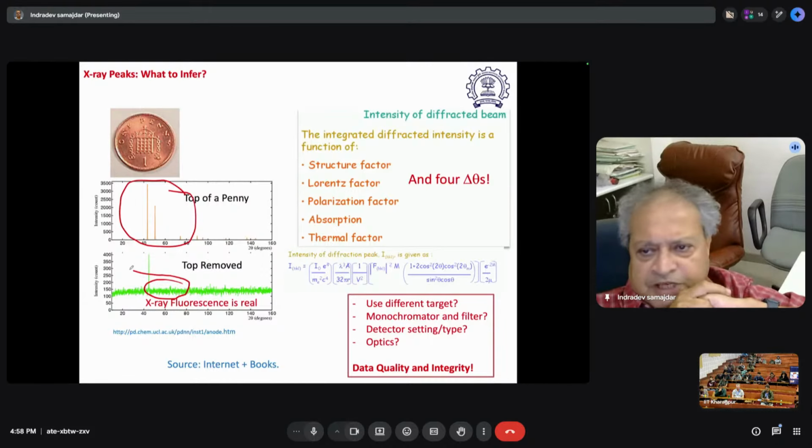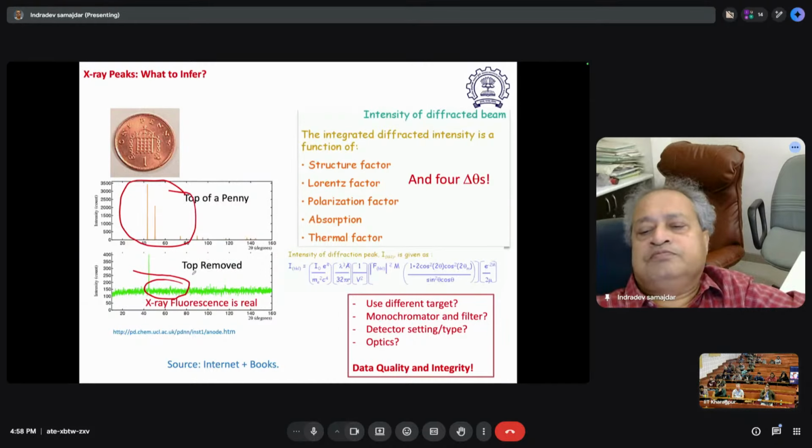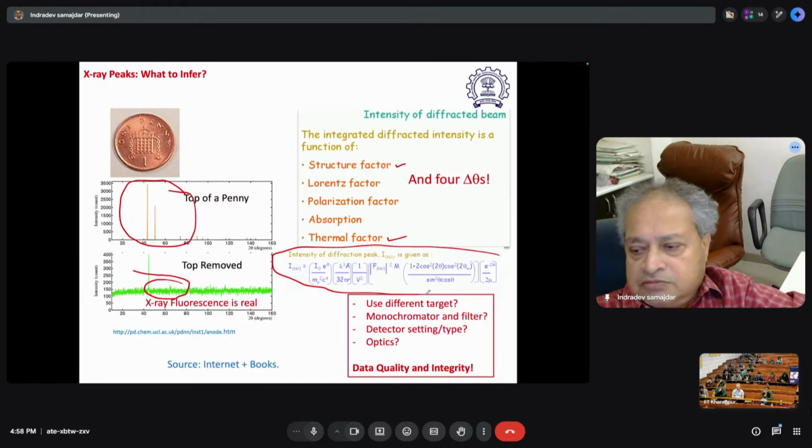Finally, we went to the PHP. And I would live with the PHP if I'm using a solid state detector. So where does the intensity come from? These factors: structure factor, the Lorentz factor, polarization, absorption, and thermal factor. Combine everything, and it looks like an equation of this kind.